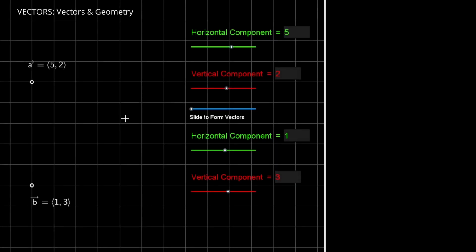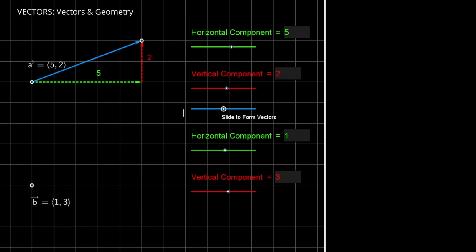In this tutorial, we're going to look at vectors and how they relate to geometry and indeed geometrical shapes. So before we create shapes, let's just go back and create a couple of vectors. I'm going to create a vector A, which will start from here, and it will go along 5 and up 2. 5 along and 2 up. And the blue line here is the resultant journey.